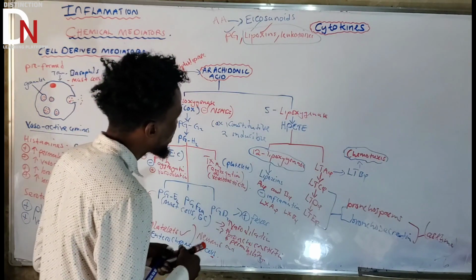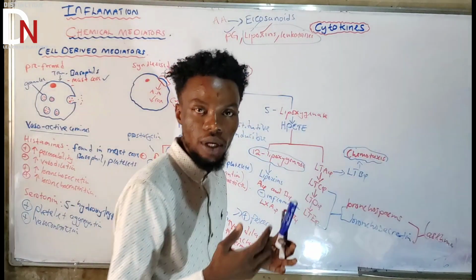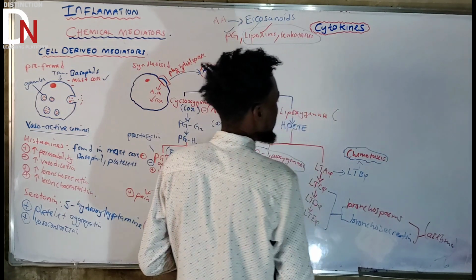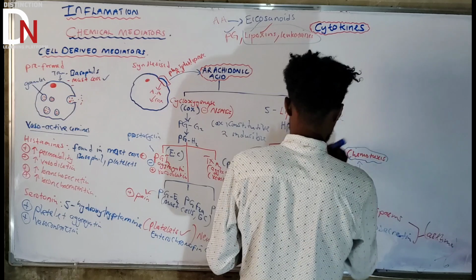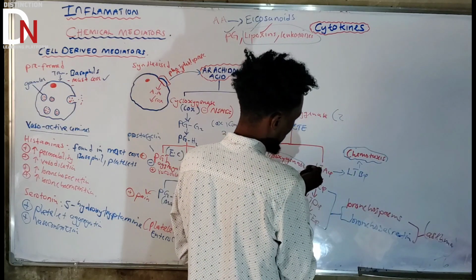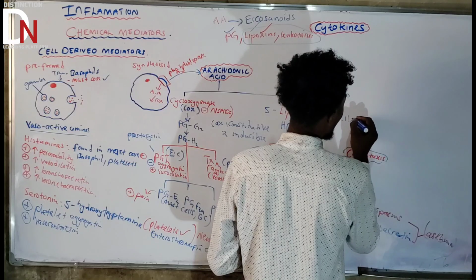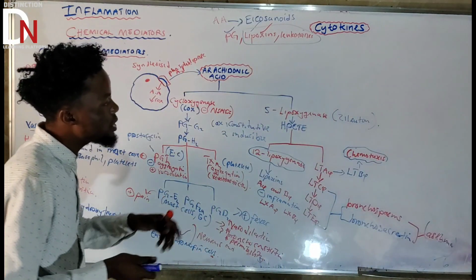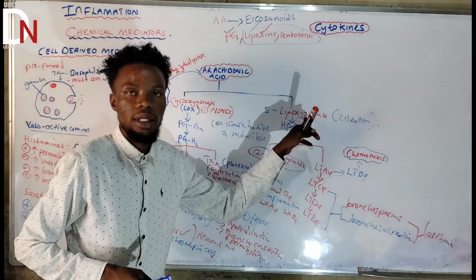So there is a drug that is going to inhibit this lipoxygenase enzyme. That's the main reason why I was talking about these enzymes. What do we call that drug? We call it zileuton. So this zileuton is the drug that's going to inhibit the 5-lipoxygenase enzyme.